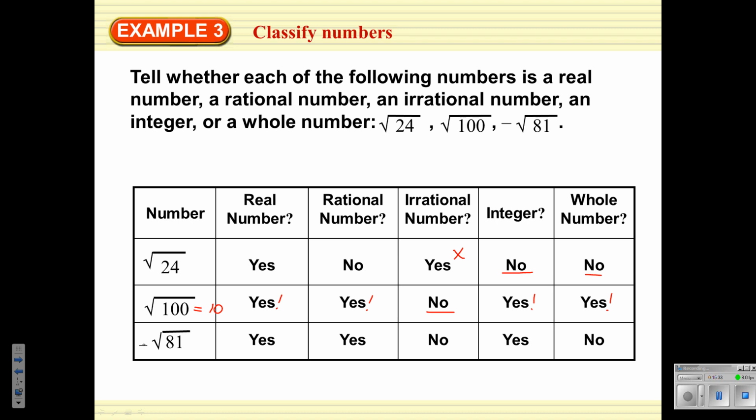All right, the negative square root of 81. Again, 81 is a perfect square, so the answer is negative 9. It is real. Yes, negative 9 is real. It's rational because it can be written as a fraction. It's a nice number, so it cannot be irrational because it's rational. It's an integer because it's a negative number with no fraction. But it's not a whole number because it's negative.